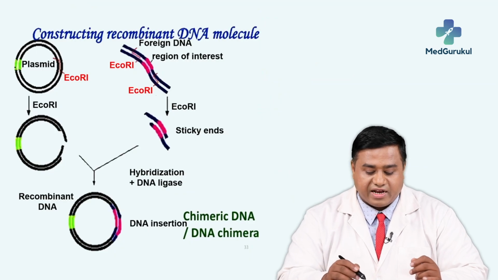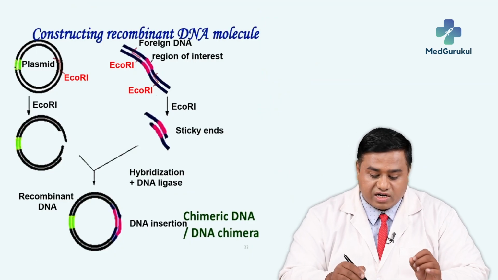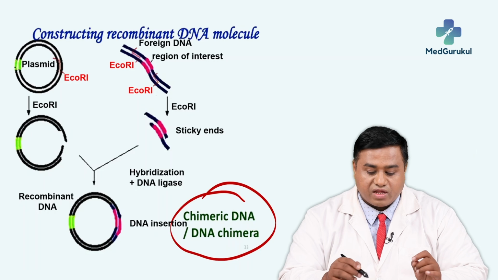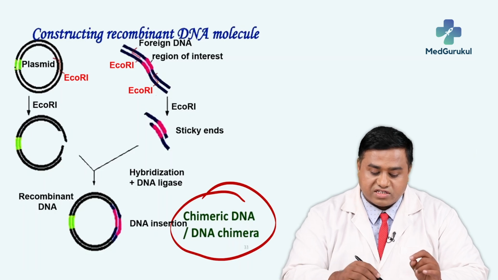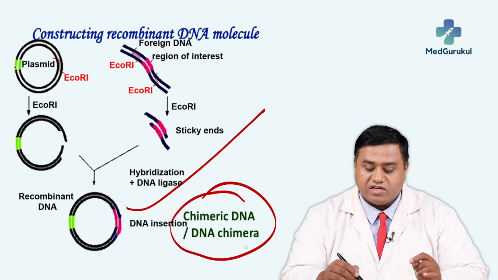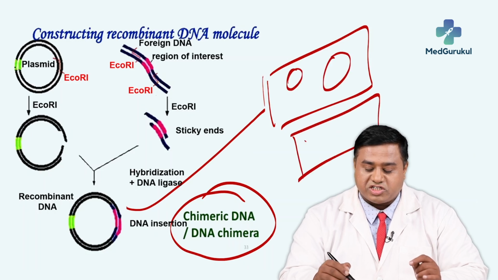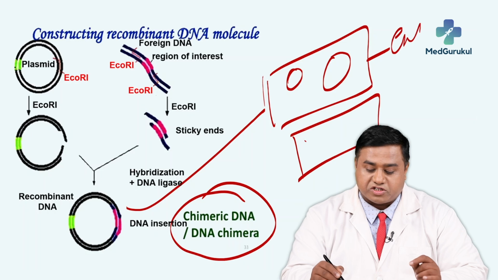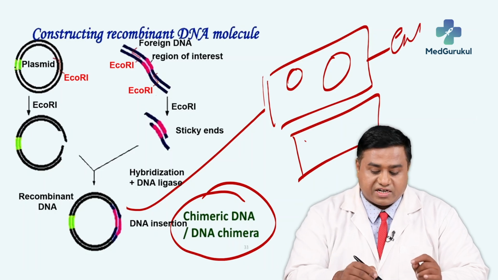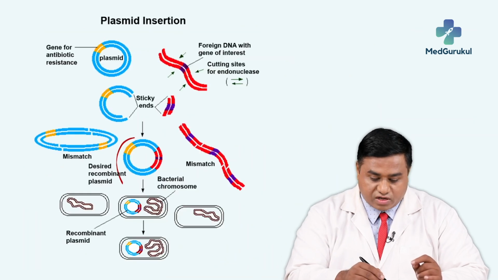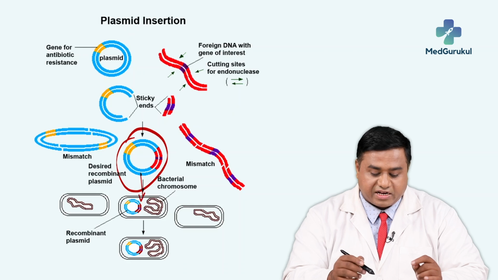Once the recombinant DNA is inserted, it is called chimera. Now you need to insert this recombinant DNA into a bacteria for the multiplication as well as expression. So, you are inserting this recombinant DNA into the bacteria.